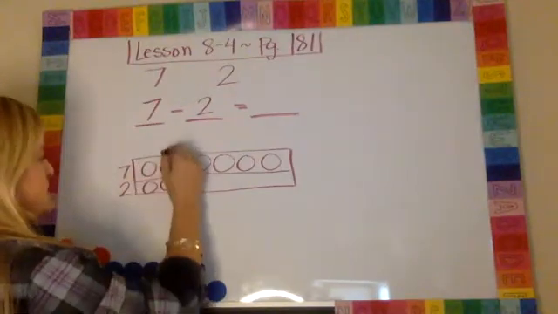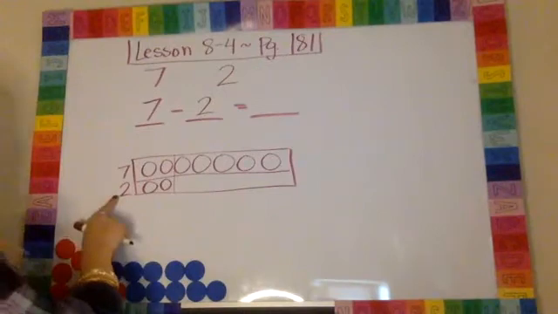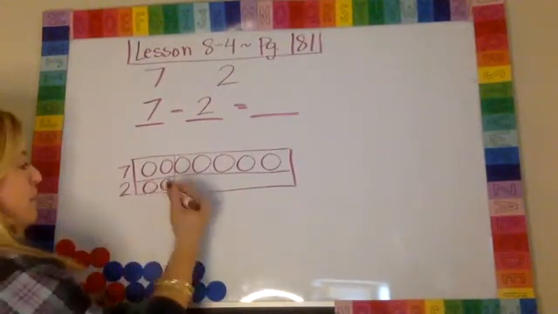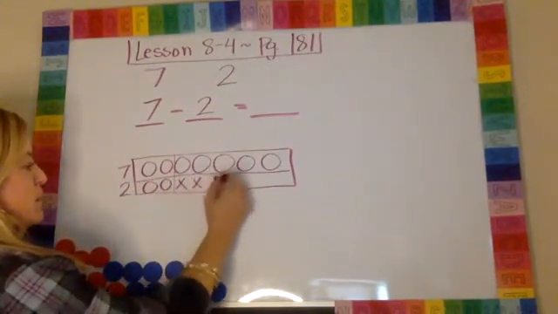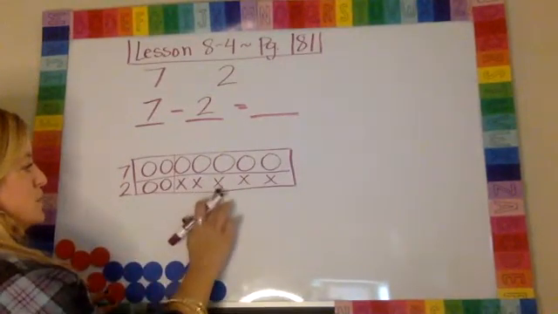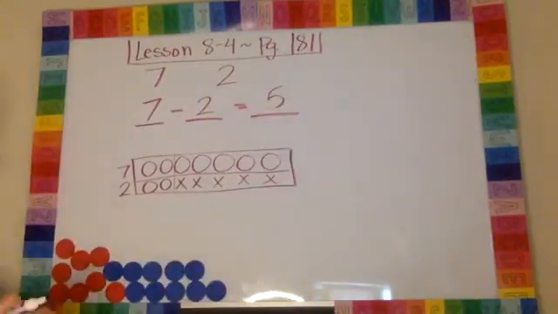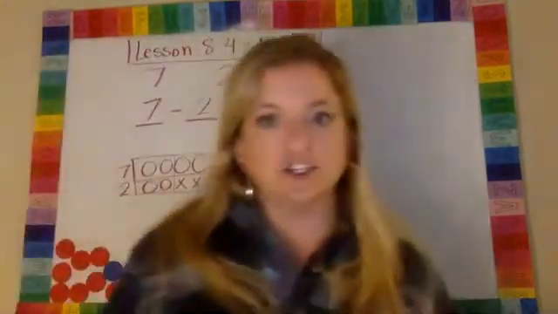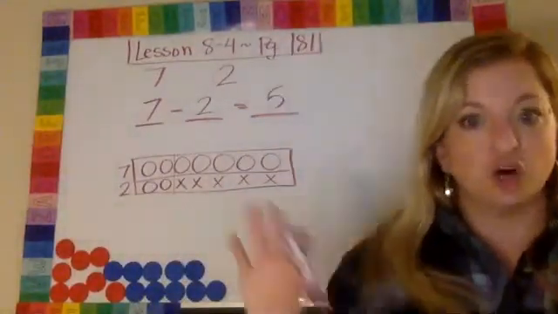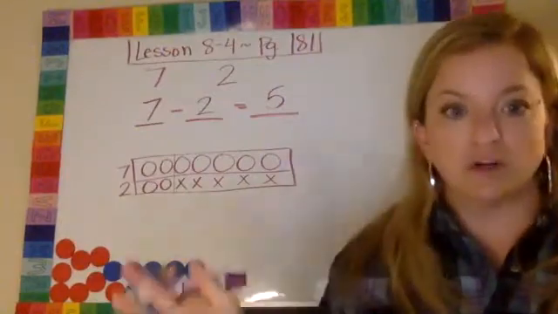Okay, so now I can take my line and cut it down. Now I'm going to count on from 2, stopping at 7. 2, 3, 4, 5, 6, 7. 1, 2, 3, 4, 5 is 5. So again, you may know that 7 minus 2 is 5. You may know that 7 minus 5 is 2.